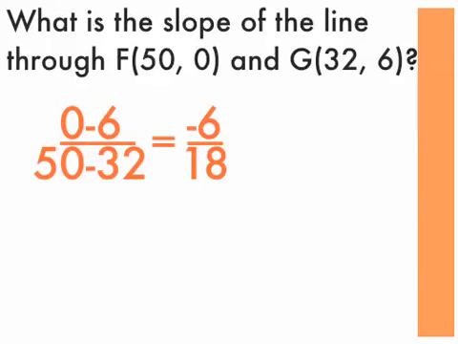This is going to stay negative because there's just one negative. But if you notice, 6 over 18 can be simplified. 6 can go into both 6 and 18. So I do want to go ahead and simplify it and write this as negative 1 over 3. If you did this the other correct way, it would have been 6 minus 0 over 32 minus 50. You would have ended up with 6 over negative 18, so then when you simplified it, you would have ended up with 1 over negative 3. That is going to be the same thing as negative 1 over 3 when we're talking about slopes.